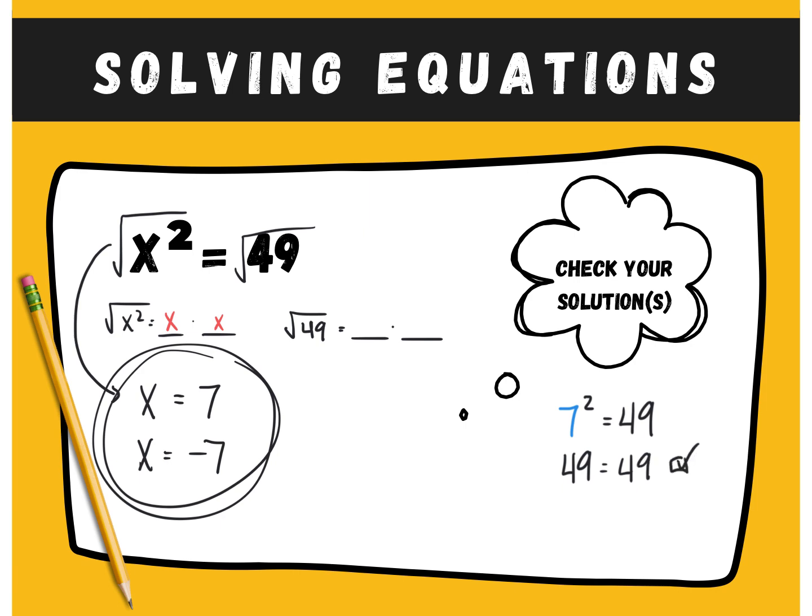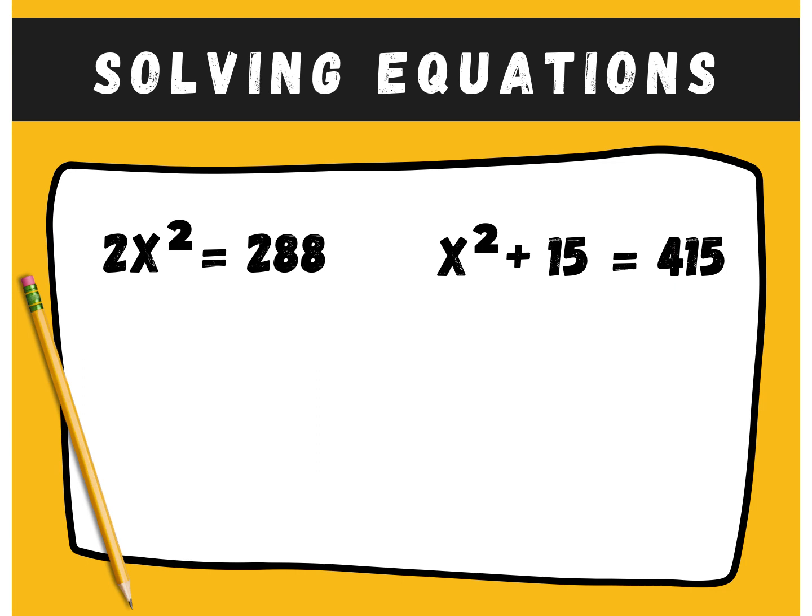Now, if I plug in a -7, I know that -7 squared is equal to -7 times another -7, which does equal a positive 49, making it another solution to this equation. So our two solutions are that x equals 7 and x also equals -7.